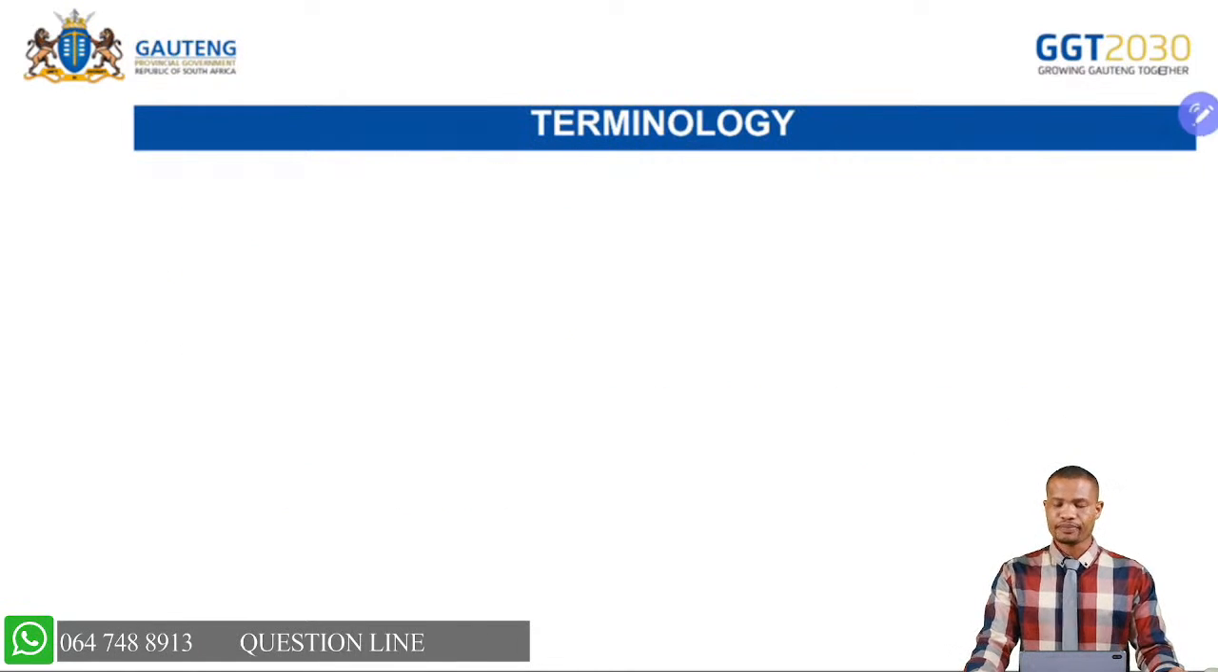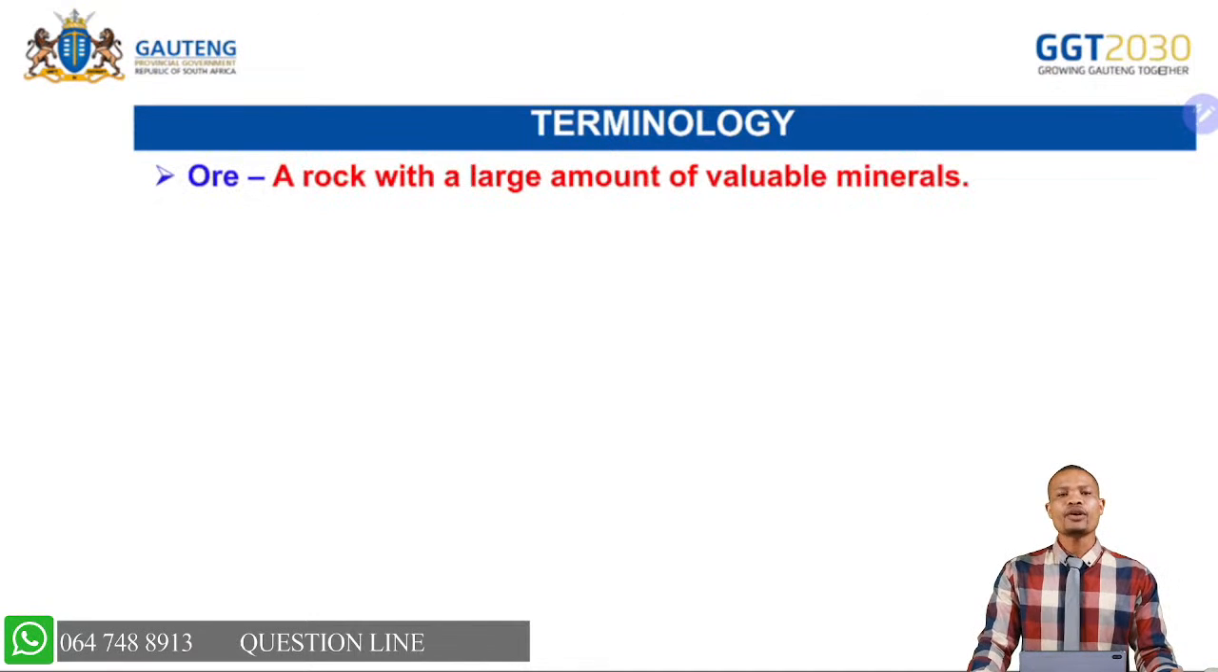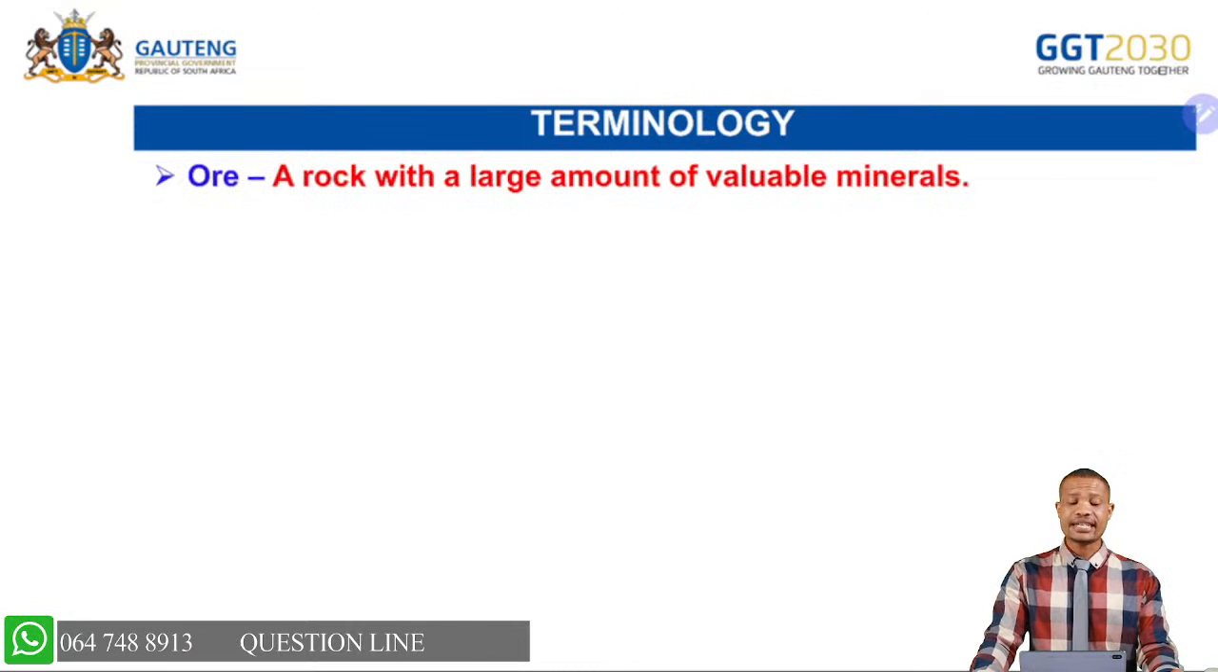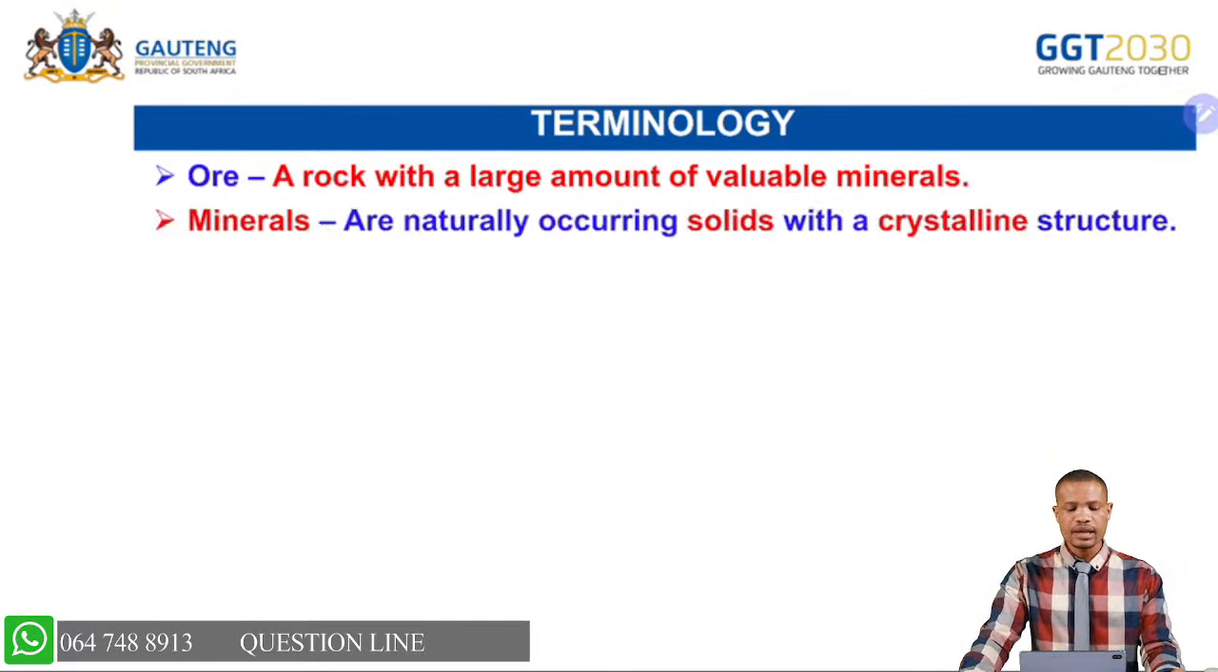Now let's continue. Now let's define a couple of terms that we are going to use in the lesson so that we don't need to consult a textbook in the middle of the lesson, right? Okay. The first term is an ore. What is an ore? An ore is a rock with a large amount of valuable minerals, okay? Minerals are naturally occurring solids which are crystalline in structures, okay, with a crystalline structure. They are naturally occurring solids with a crystalline structure.